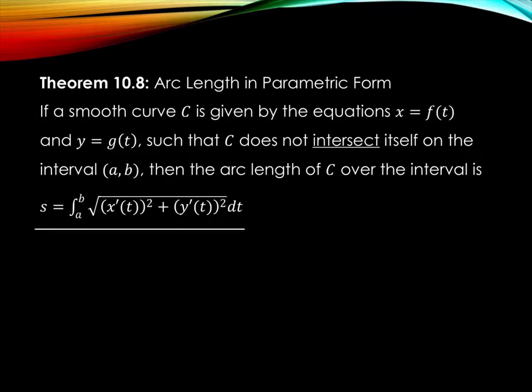If a smooth curve is given by equations x equals f of t and y equals g of t, as long as the curve does not intersect itself, then it's okay. Then the arc length of C over the interval is the integral from a to b of the square root of x prime of t squared plus y prime of t squared dt. dt is not under the radical, is that correct? Correct, it is not.